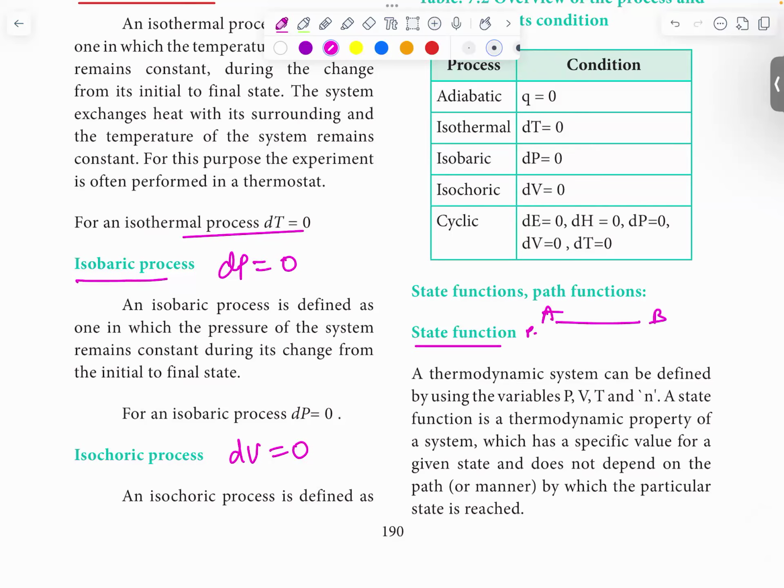It is P1 V1 T1. It is P2 V2 T2. Now, if we go from state A to state B by this path, by this path, or by this path, the value of the state function will not change. It does not depend upon the nature of the path. It will remain the same. And if we talk about path functions, like work done, work done is a path function. It depends upon which path we are taking.